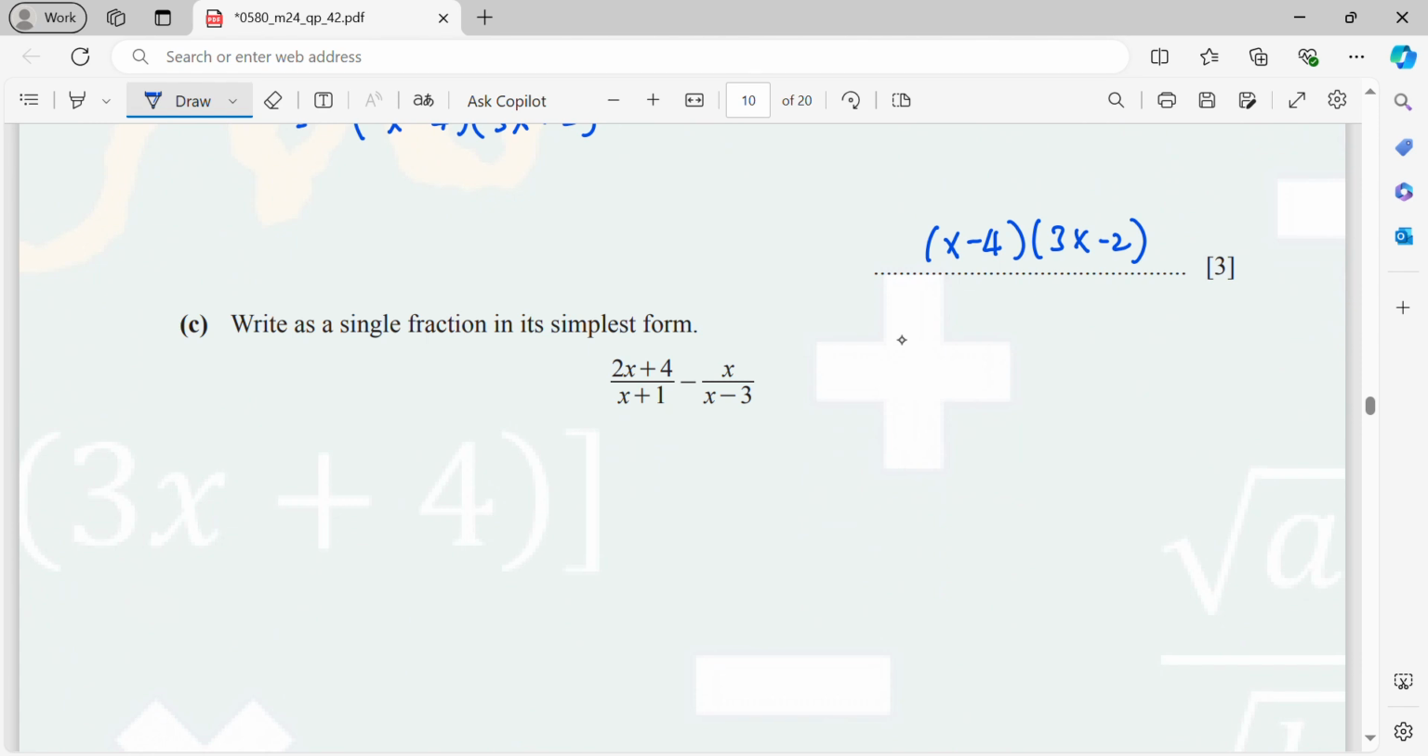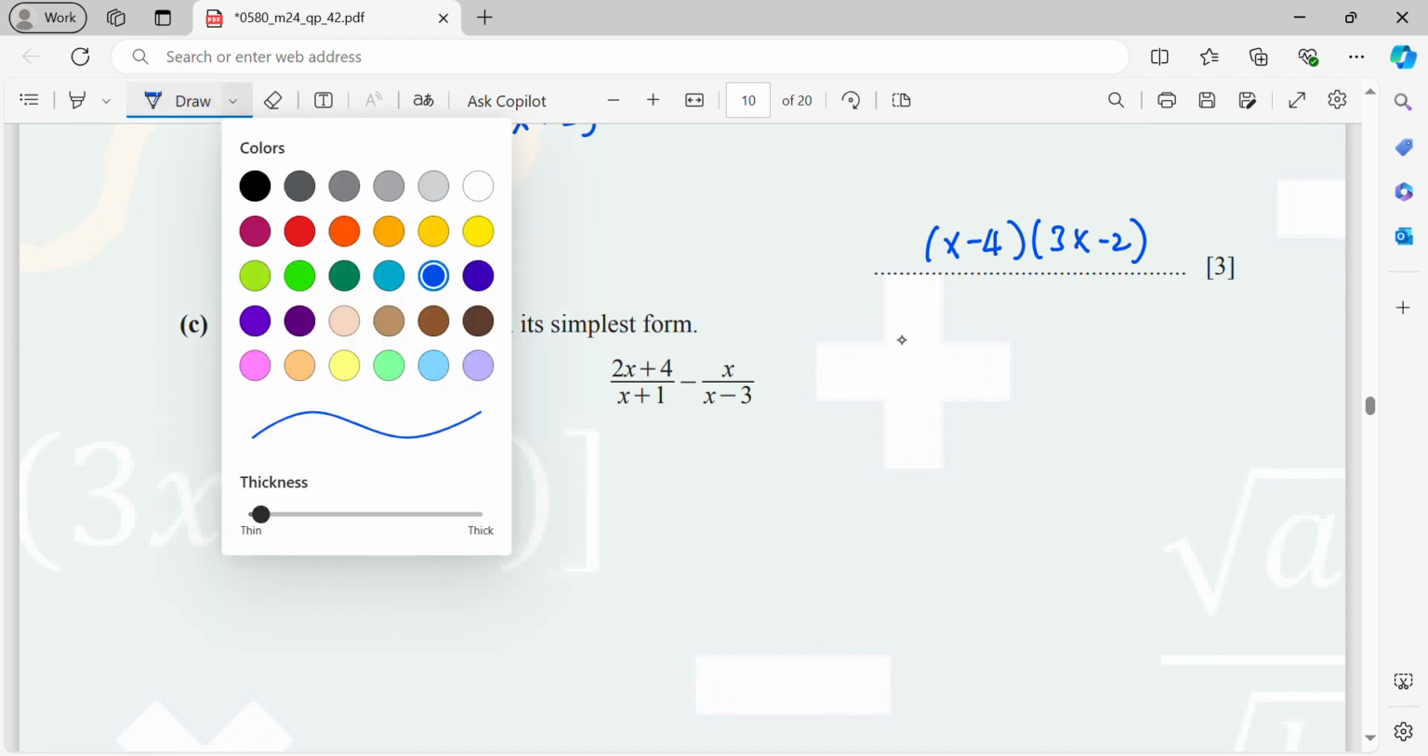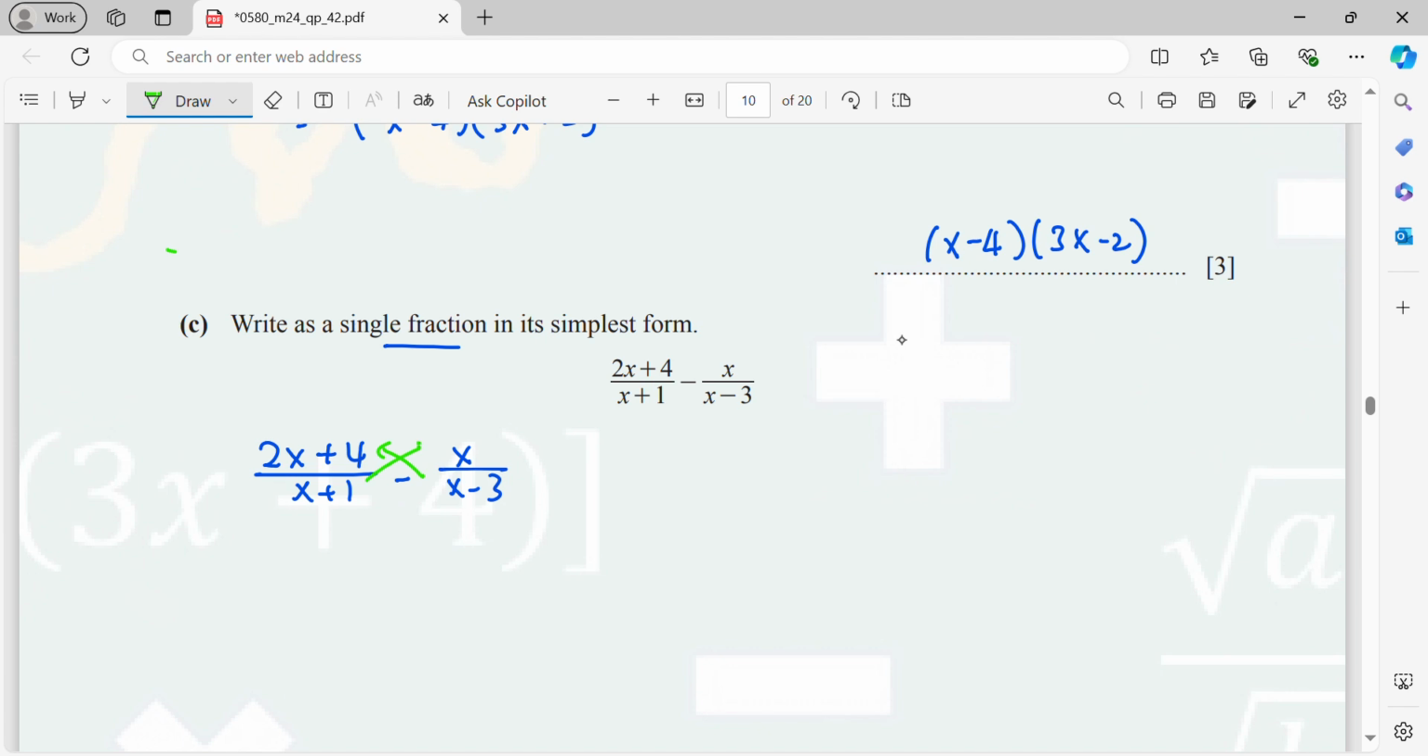Okay, C. Write as a single fraction in its simplest form: 2x plus 4 over x plus 1 minus x over x minus 3. The easiest way to do this is to get the same denominator, which means we use cross multiplication. So this is over x plus 1 times x minus 3. When you cross multiply, 2x plus 4 multiplied with x minus 3, then minus x bracket x plus 1.